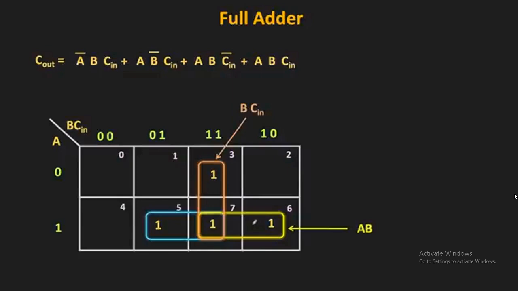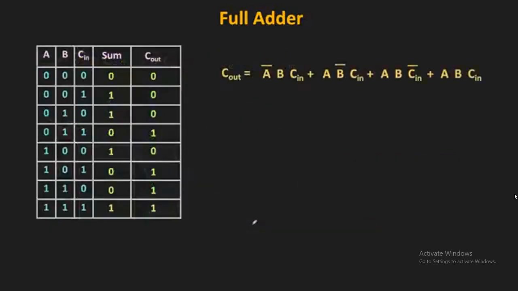Here in this group, it corresponds to BC in. Similarly, this group in the yellow color corresponds to AB, while the blue color corresponds to AC in. So, if we see the overall minimized expression for this carry output, it will be equal to AB plus BC in plus AC in. Apart from that, we can also write this C out in a different way.